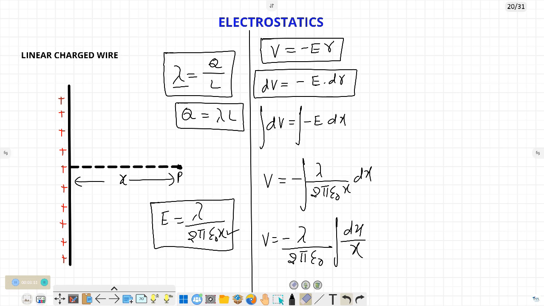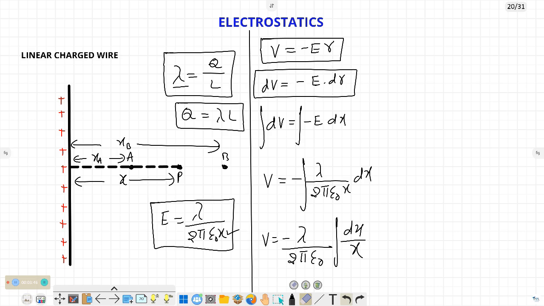Now we have to integrate this. If we have limits between two points, suppose I choose one point here, which I call point A, and another point here, which I call point B, then you can integrate. Take the position of point A as XA and the position of point B as XB. Then you can apply the limits from XA to XB, that is, from point A to point B. Now I am not doing any limits here.